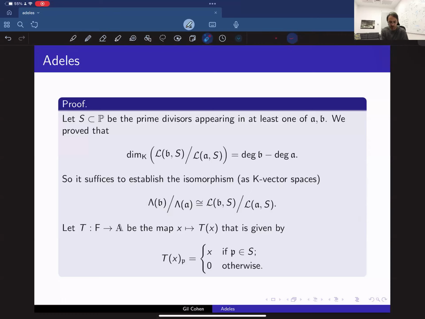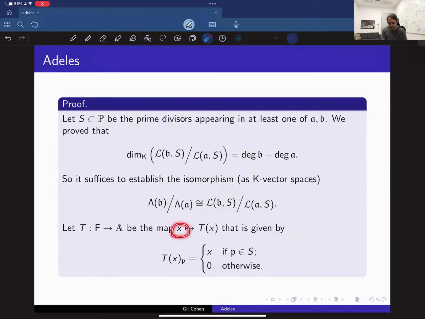So we are going to define a map from the functions in the function field, so from F, to A. So we are going to start from here. So from functions to Adeles. So we are going to define a function from F, which is actually a superset of that, right? To the Adeles, and the map is as follows.